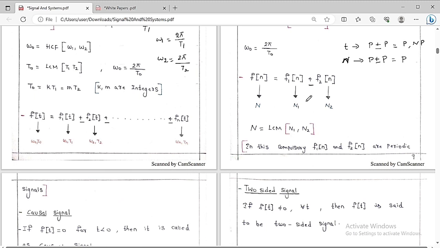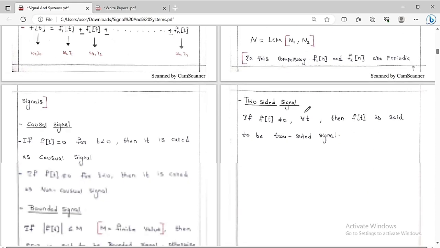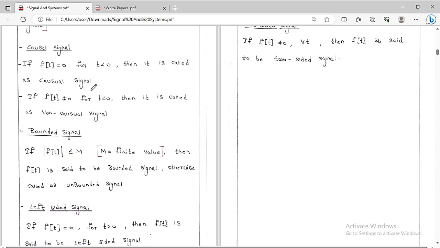So in this way, either in the continuous time domain or discrete time domain, you can figure out the corresponding period by this method. So these things you always have to keep in your mind. Now let's go to the causal signal. What's the meaning of a causal signal?